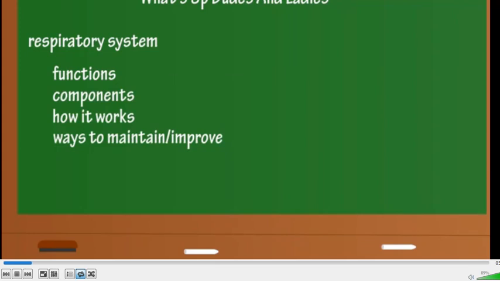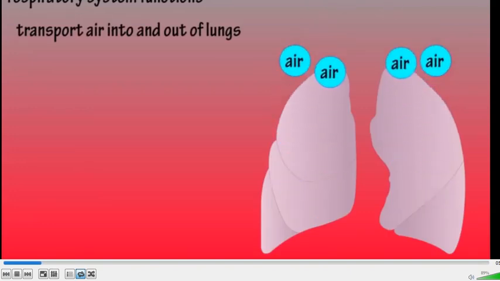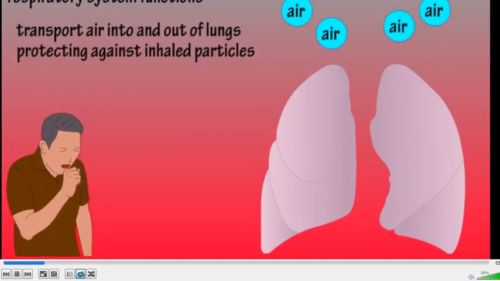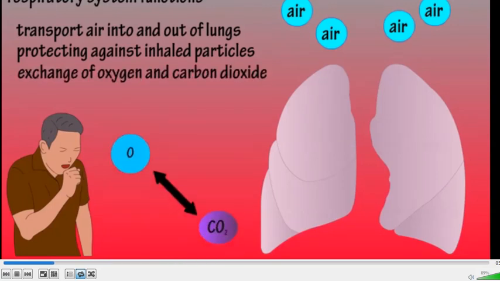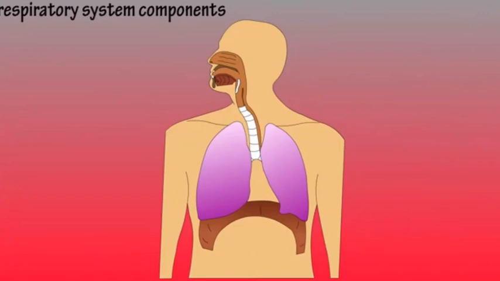So, let's roll. The respiratory system's main functions include transporting air into and out of the lungs, protecting the body against harmful particles that are inhaled, and its most important function, the exchange of oxygen and carbon dioxide. So it's basically about breathing. Now let's take a look at a diagram and we'll go through the respiratory system's main components.